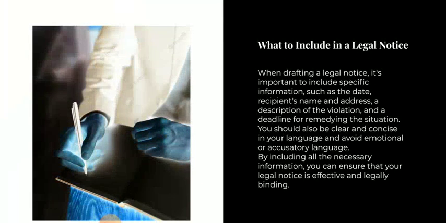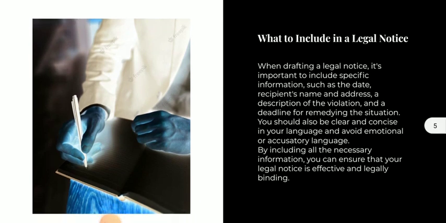What to include in legal notice? It is very important to know what materials you should include in your legal notice. When drafting a legal notice, it is important to include specific information such as the date, recipient name, address, a description of the violation, and a deadline for remedy. You should also be clear and concise in your language and avoid emotional and inaccurate language. By including all the necessary information, you can ensure that your legal notice is effective and legally binding. Now move to the next slide.